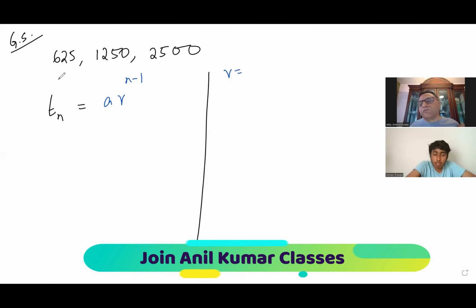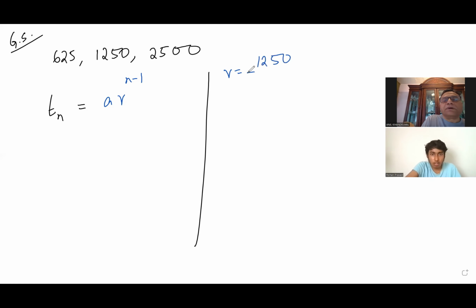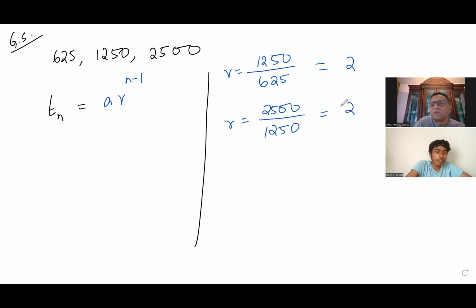First, we'll verify whether it is a geometric sequence or not, right? So find the ratio of consecutive terms. So the ratio is 1250 divided by 625. What do you get? And also find the ratio 2500 over 1250. What do you get? You get 2 in both the cases. So that means the constant ratio between the consecutive terms is 2, right?